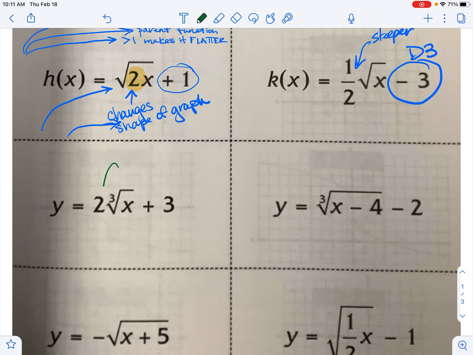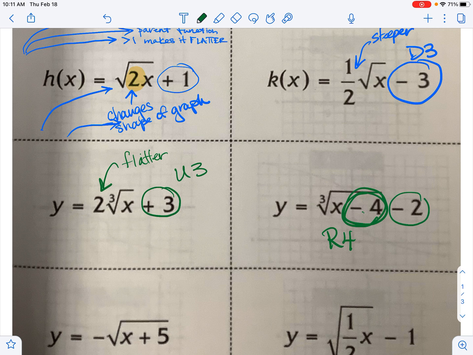Okay, so this 2 makes it flatter. And this 3 is going to move it up 3. Okay, this 4, it's inside the radical. And remember, these are going to be opposites. So normally I would think -4 is to the left, but instead that's going to move it right 4. And then this is going to move it down 2.